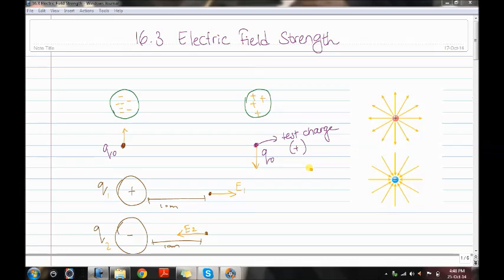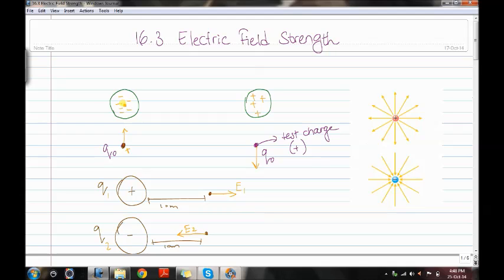Today I'll be explaining 16.3 electric field strength, lesson 3 from chapter 16. You can see here there's a sphere with negative charges, and we have the small dot, which is called the Q naught, or the test charge or unit charge. Remember that before, the test charge is always positive, and the sphere has negative charges.